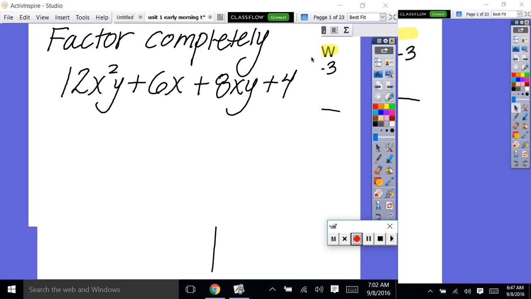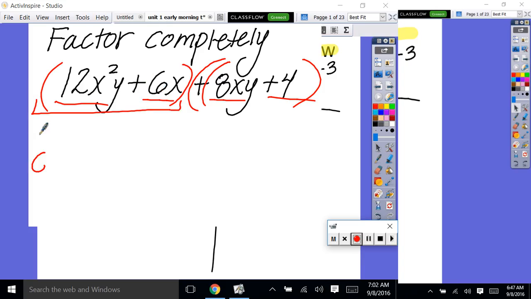Factor completely. Does anyone know what kind of factoring we're doing here? Good. Grouping. Look, everybody, if this is factored completely, you've got to know what kind of factoring. Well, if there are 1, 2, 3, 4 terms, we factor by grouping. Group the first 2 terms, group the second 2 terms, including the sign. And now factor out the greatest thing in each group. What's the greatest thing in common? 6x, so divide by 6x, divide by 6x.